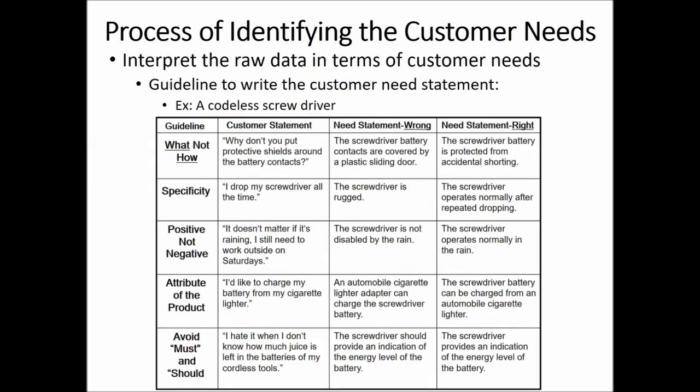And then once you identify the customer, once you gather customer information, then you do some analysis on this data and write the customer needs statement. So a guideline is given here to write the need statement: what should you include in a need statement, and what should not be included. So you could follow these guidelines.